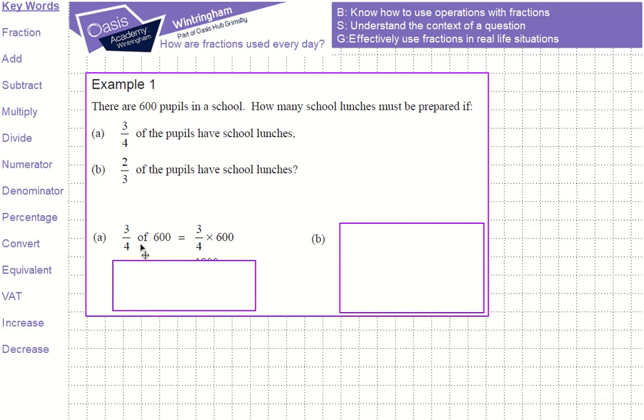And again, think back to last lesson, we were talking about of, and of just means the same as multiply. So once we've written down our information, 3/4 of 600, the first bit we're going to do is change that of into a multiply. So it's 3/4 multiplied by 600.